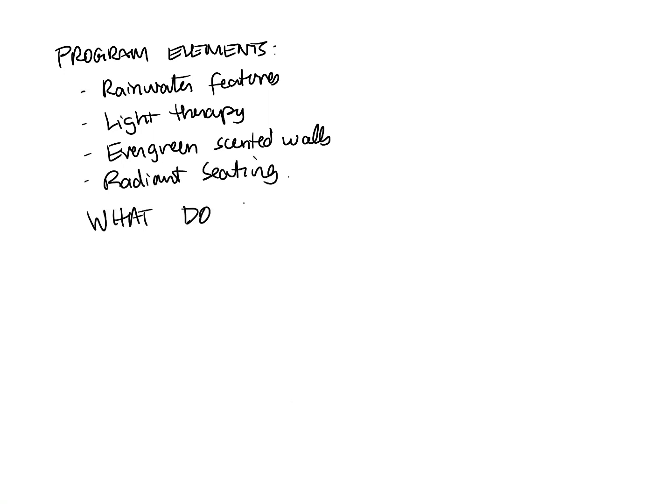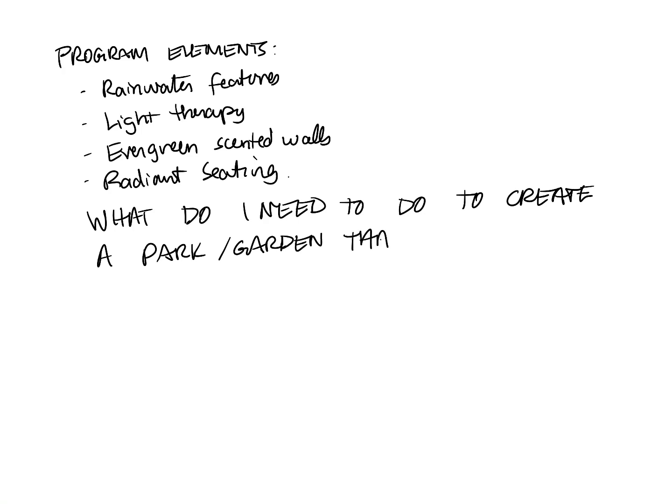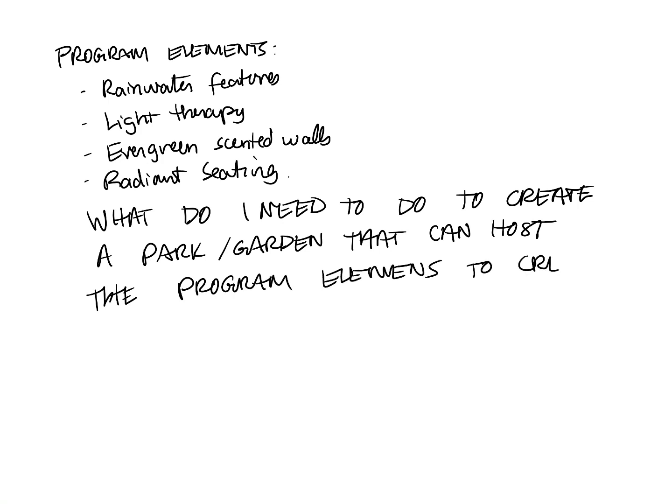All right, after I've listed all these solutions, I'm just going to summarize the program elements that I derived from those solutions. So we have rainwater features, light therapy, evergreen scented walls, and radiant seating. And I begin to ask myself a question: what do I need to do to create a park, or in your case, a garden, that can host all of these programmatic elements while also creating a space that provides respite?